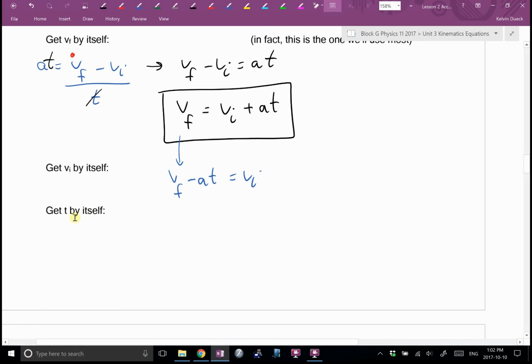This one here. The T. Let's go back to this one in the box because this is the handiest one to work with. See the T? Let's rewrite it right here as a matter of fact. Let's write VF equals VI plus AT. And Dom, let's put a little red dot above the T. I do that just to track it. That's what I want to get by itself.